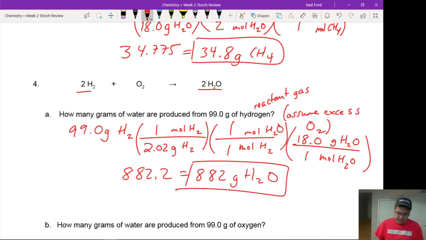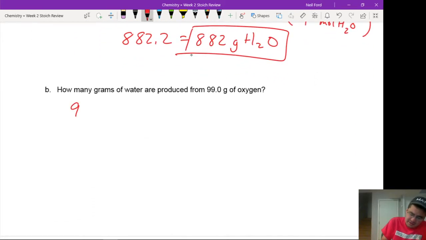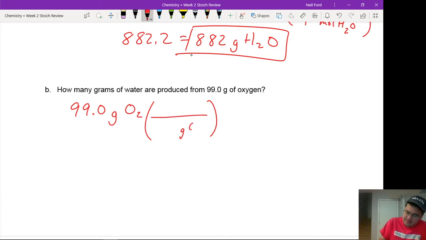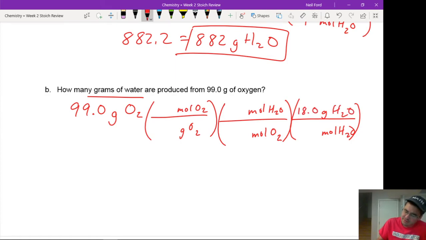H2O, excuse me. Okay, how many grams of water are produced from 99 grams of oxygen? 99.0 grams of oxygen this time. I need to go grams oxygen to moles oxygen. I need to convert from moles oxygen to moles water. And then I need to convert from moles water. It's asking how many grams of water. So now I start filling things in. 18.0 grams in a mole.